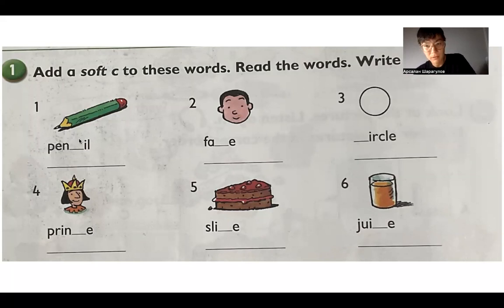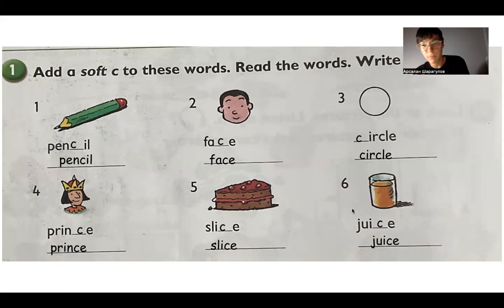Obviously, it's a pencil, okay? You have to read the words. Pencil, pencil, even though it's a C, okay? The soft C. Face, circle, prints, slice, juice. You can stop the video to check your answers, but it's very easy, right? Okay.